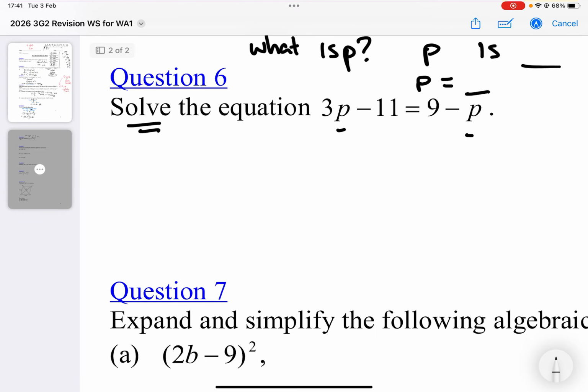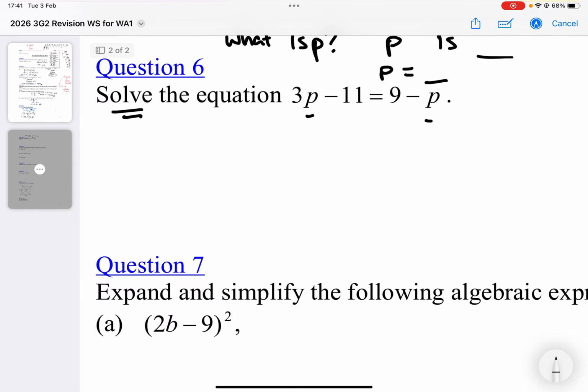So p equals something will be your answer. Definitely. When you're asked to solve an equation, the unknown is what you want to find. So in this case, the unknown is p. Then my answer is p equals, and put all the numbers here. Then that one requires me to move the terms around.